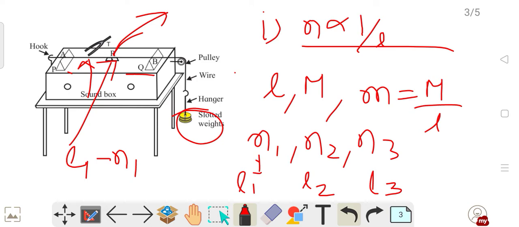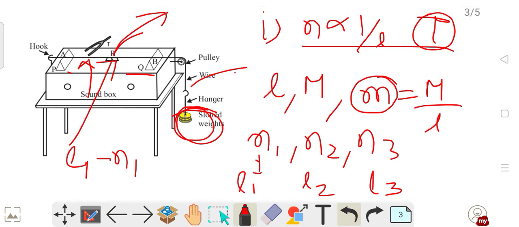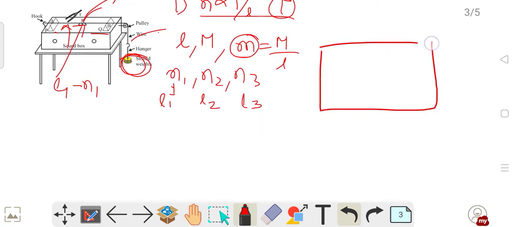Okay, now in every case we have kept the string same. So this string was same, that means the M was same, isn't it? And in every case I have also kept the weight same, that means my tension was also same, isn't it? So mass per unit length and tension were kept same. And when these observations were taken, a table was made.